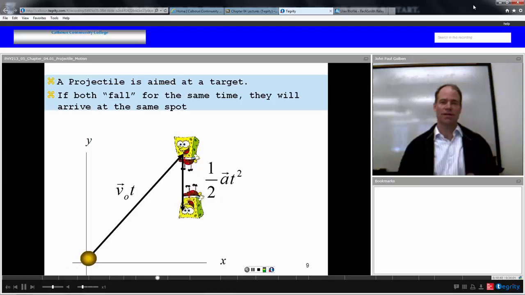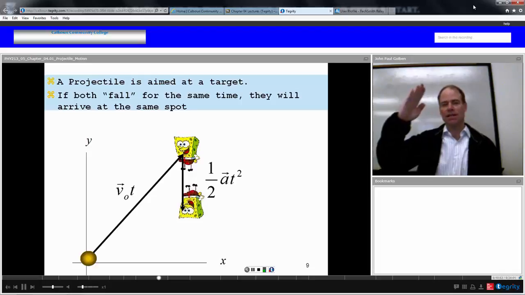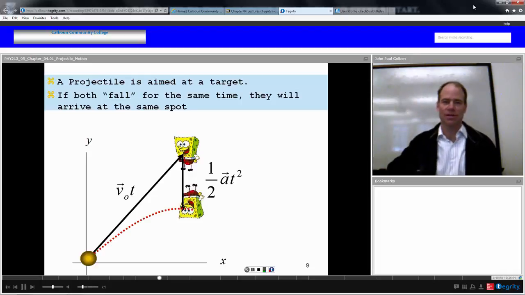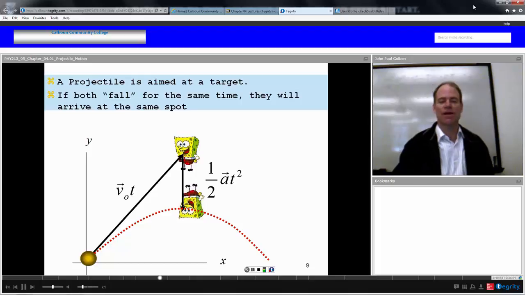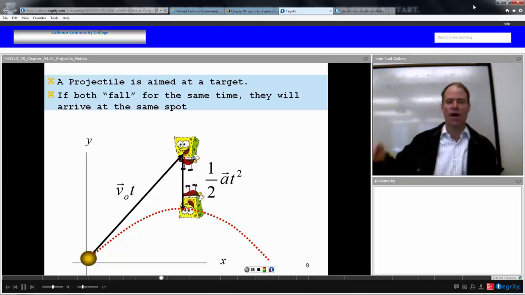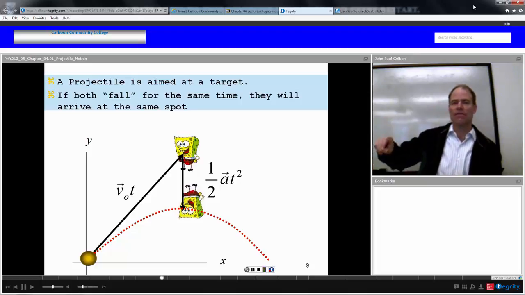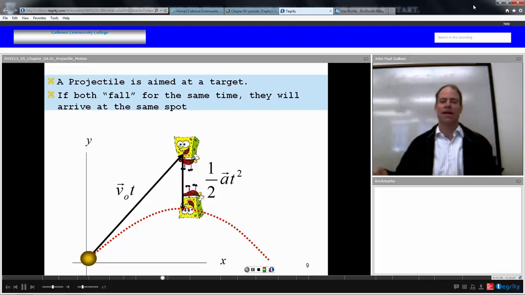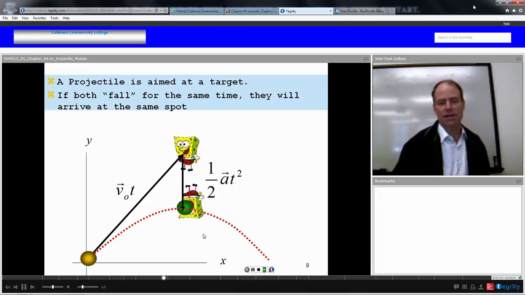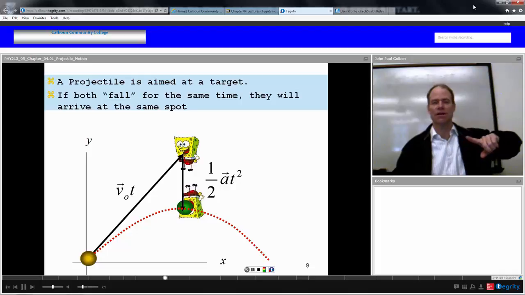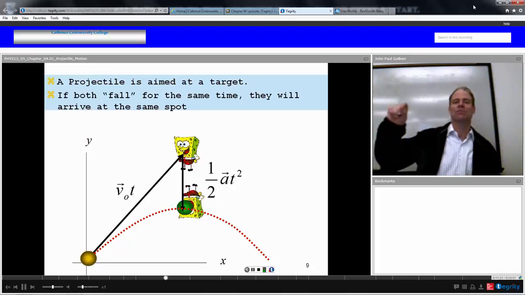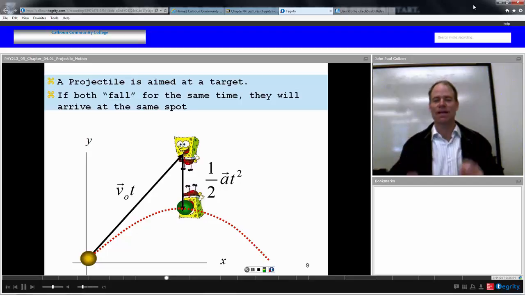However, your projectile has two displacements going on simultaneously. It's doing the v naught t plus the 1/2 at squared. So your projectile actually follows a parabola, and it's going to go through parabolic motion. All the while, it's going v naught t and falling 1/2 at squared combined, and hence it's going through this curve. So after a time t, it's going to find itself at the same position where SpongeBob is. All he's doing is 1/2 at squared. The projectile is doing v naught t plus 1/2 at squared. They hit at the same spot.